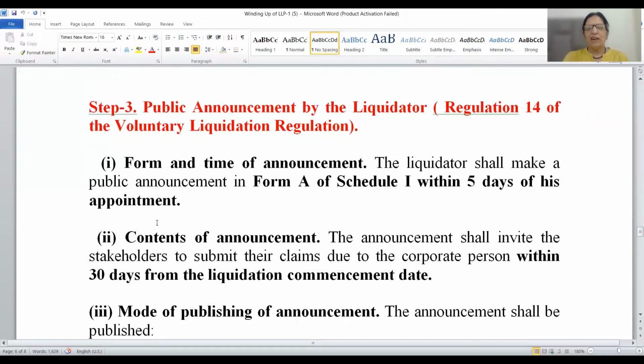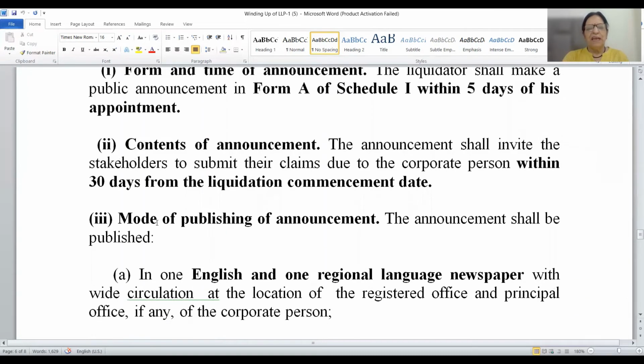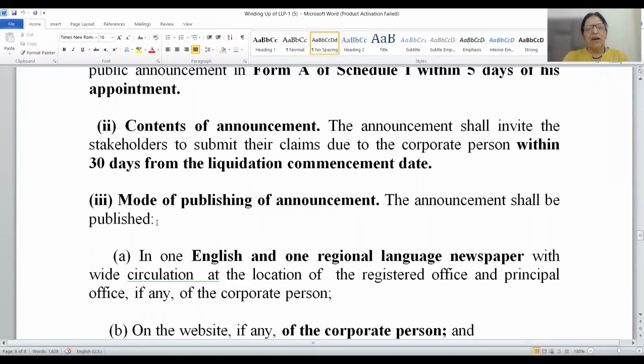Content of announcement. The announcement shall invite the stakeholders to submit their claims due to the corporate person within a period of 30 days from the liquidation commencement date. Mode of publishing of announcement: the announcement shall be published in one English and one regional language newspaper with wide circulation at the location of the district office and also the principal office, if any, of the corporate person.